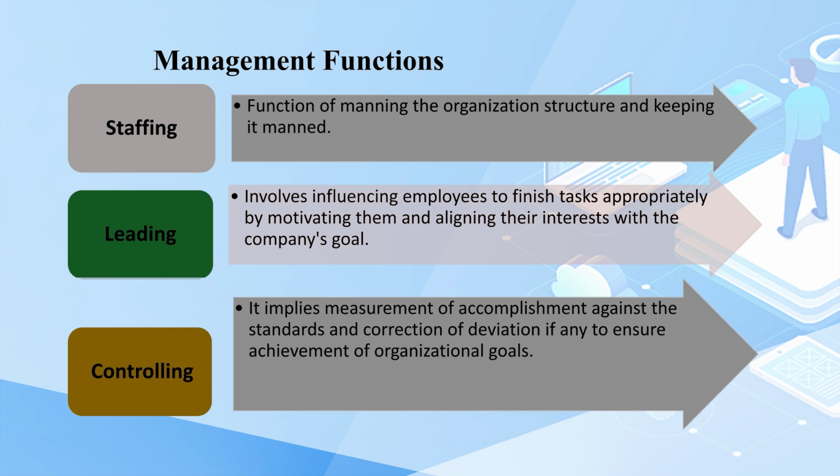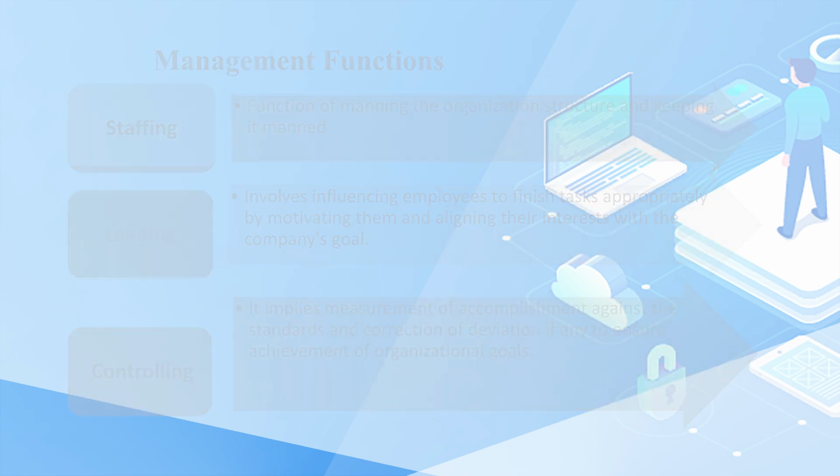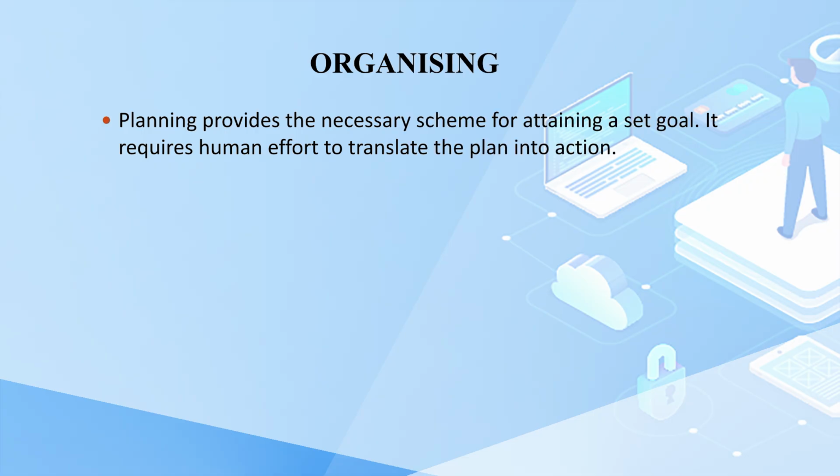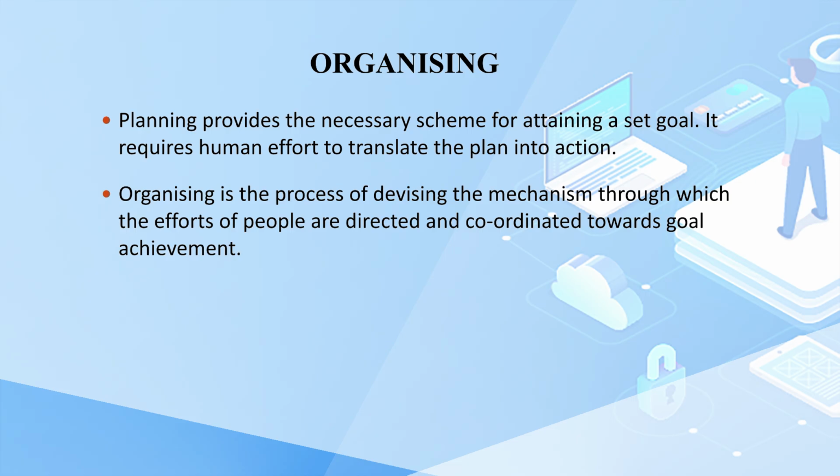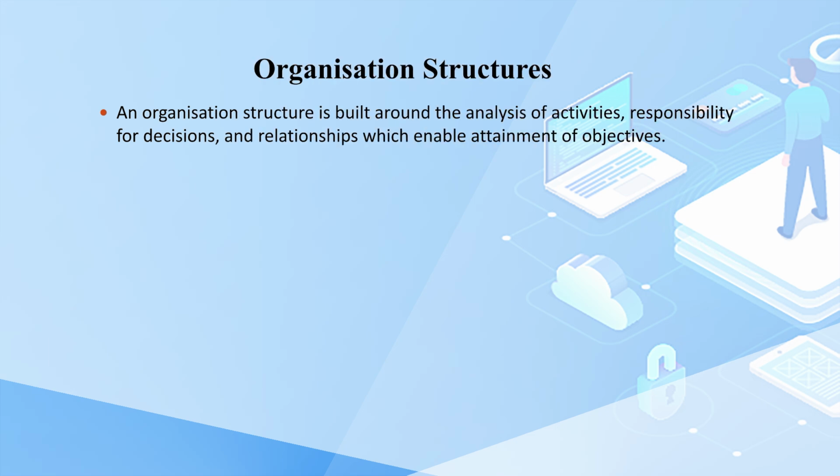Then what is organizing? Planning provides the necessary scheme for attaining a set of goals. It requires human effort to translate the plan into actions. Organizing is the process of devising the mechanism through which the efforts of people are directed and coordinated towards the achievement of a goal. The organizational structure is built around the analysis of activities, responsibilities for decisions, and relationships which enable the attainment of the objectives.